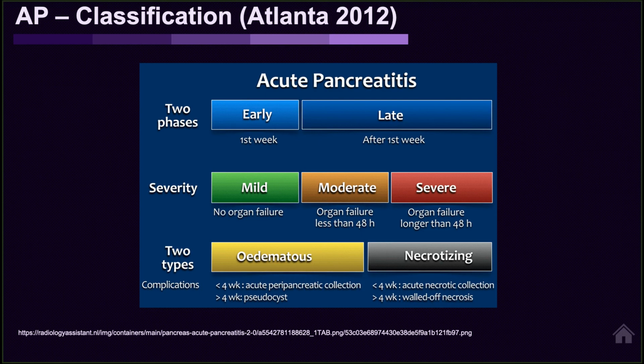I should also note that this classification was developed by a global consortium of participating pancreatologists. From this, the definition of diagnosis for acute pancreatitis was developed, of the following three features, which I show on the next slide.